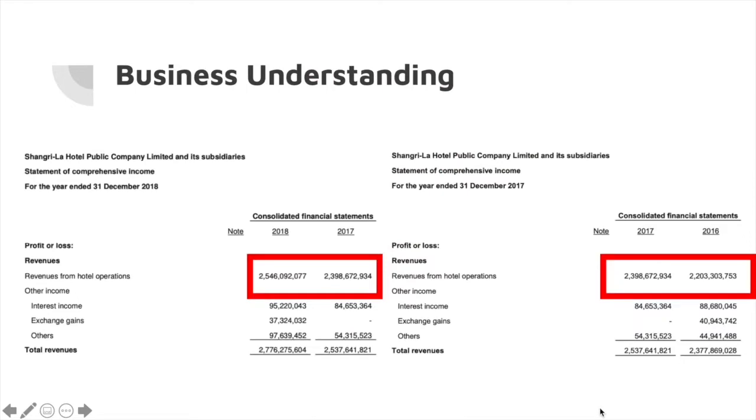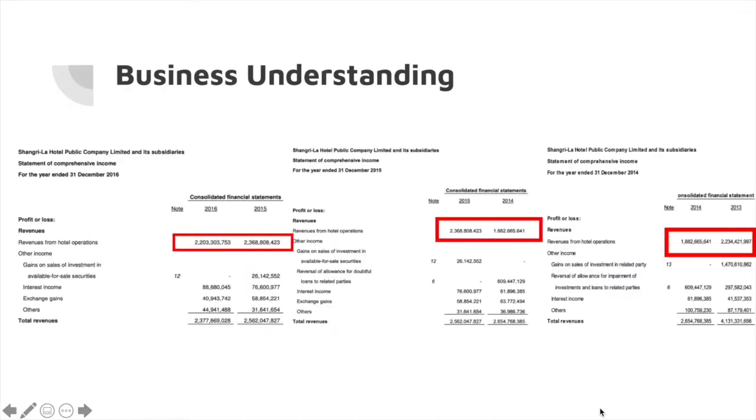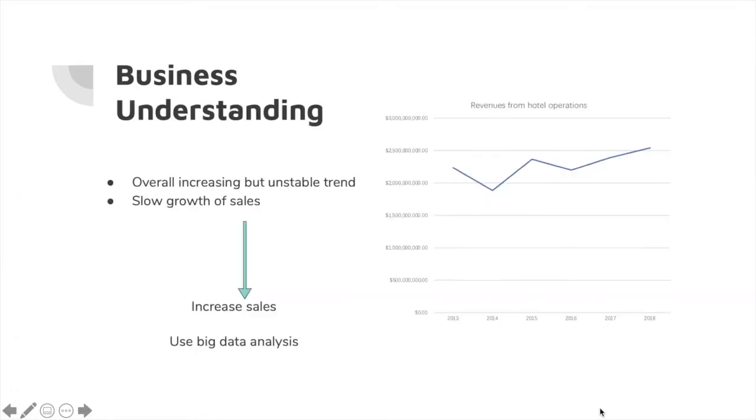So let's talk about the data mining cycles. The first step is business understanding. In order to analyze this part, I've searched for the annual report of Shangri-La from 2013 to 2018. Here are some of the data, and I highlight the revenue from hotel operations. And I make use of this data and make a graph like this. We can see that the revenues from hotel operations have changed at an unstable rate.